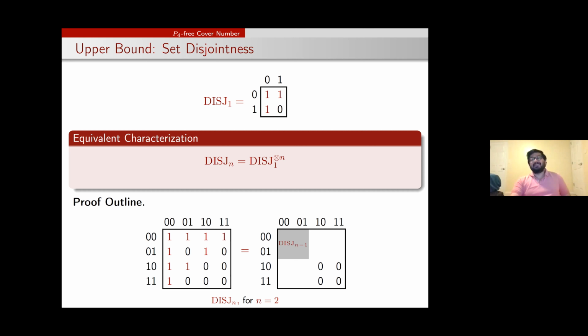This part is a problem of smaller size, where the elements are 2, 3, 4 up till n. So it's a disjoint over sets of size n-1 elements. You can also convince yourself that the other 2 parts are also identical copies of disjoint n-1. If you look at this, this is a tensor product of disjoint 1 with disjoint n-1. And that gives this result.